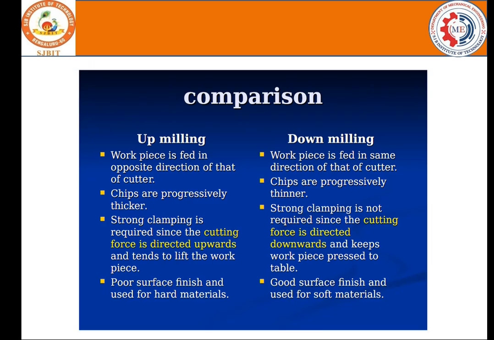If we compare up milling and down milling: in up milling the workpiece is fed in the opposite direction of the cutter, and in down milling the workpiece is fed in the same direction as the cutter. Chips are progressively thicker in up milling, and progressively thinner in down milling. Strong clamping is required in up milling since the cutting force is directed upwards, so it tends to lift the workpiece. Strong clamping is not required in down milling since the cutting force is directed downwards; the workpiece is pressed to the table. Up milling gives poor surface finish and is used for hard materials. Down milling gives good surface finish and is used for soft materials.